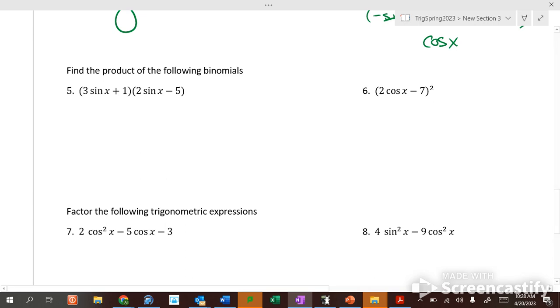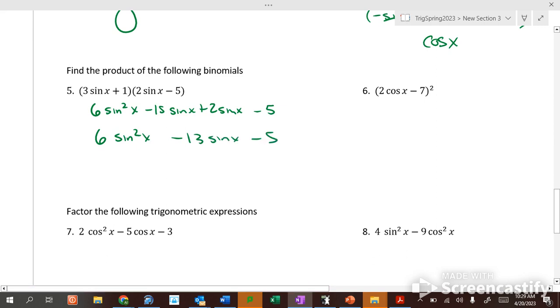All right. So now what do we do when we find the product? FOIL. 6 sine squared of x. Outers is minus 15 sine of x. Inners is plus 2 sine of x. Last is minus 5. So it's 6 sine squared of x minus 13 sine of x minus 5. There we go. Bada bing, bada boom.